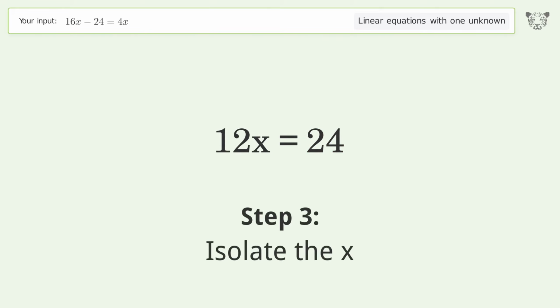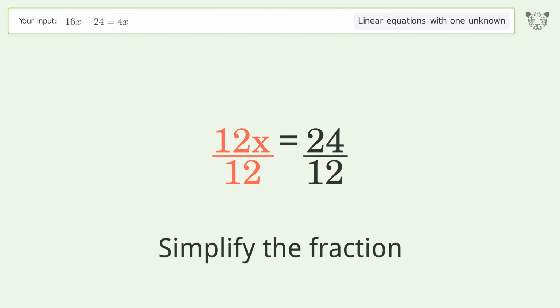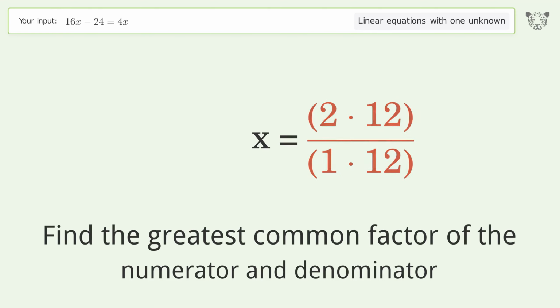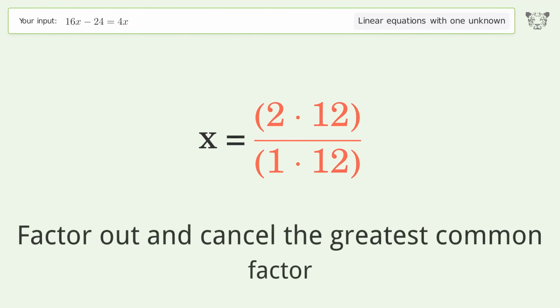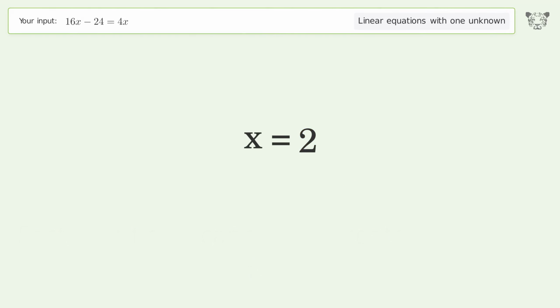Isolate the x. Divide both sides by 12. Simplify the fraction. Find the greatest common factor of the numerator and denominator. Factor out and cancel the greatest common factor. And so the final result is x equals 2.